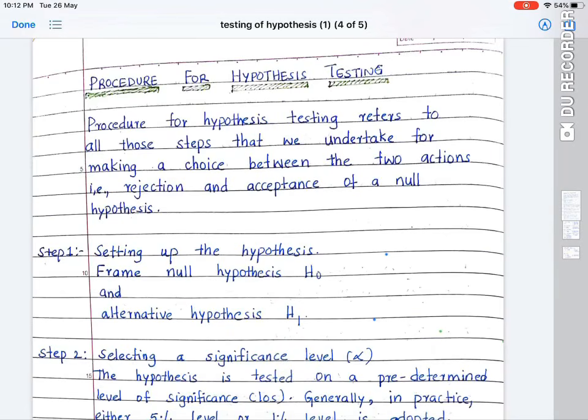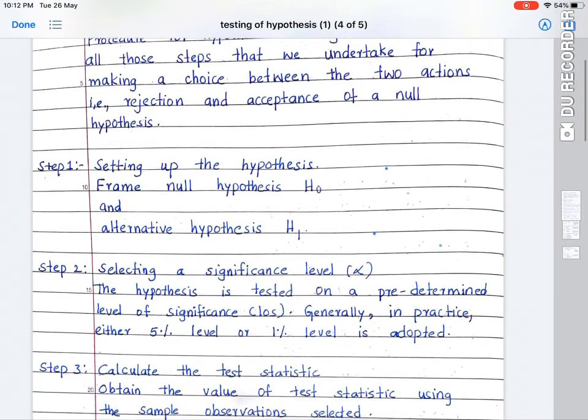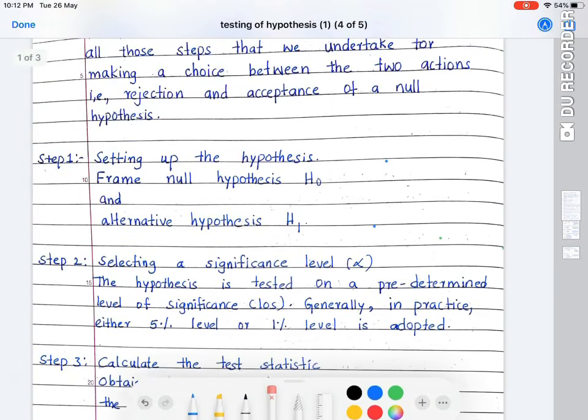Testing will have 5 steps, and in the end we are going to make a judgment or make a choice between rejecting the null hypothesis or accepting it. So let us start. The first step, we have to set up the null hypothesis.